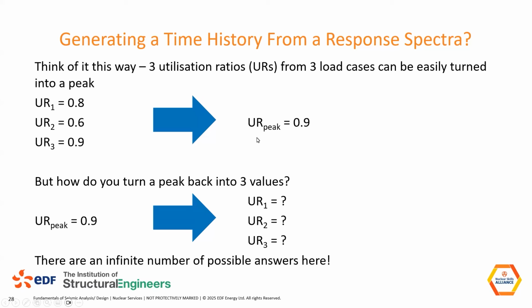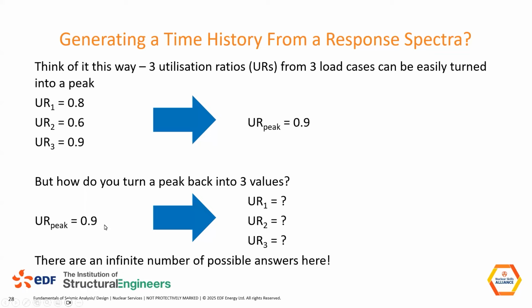If I tell you I have three load cases and the peak of those load cases is 0.9, what were the three individual values? It's impossible. You cannot solve this problem because you don't have sufficient information. One of these is 0.9, but maybe all three are 0.9, maybe it's 0.9, 0.5, 0.1. There's an infinite number of combinations of these which have a peak of 0.9.